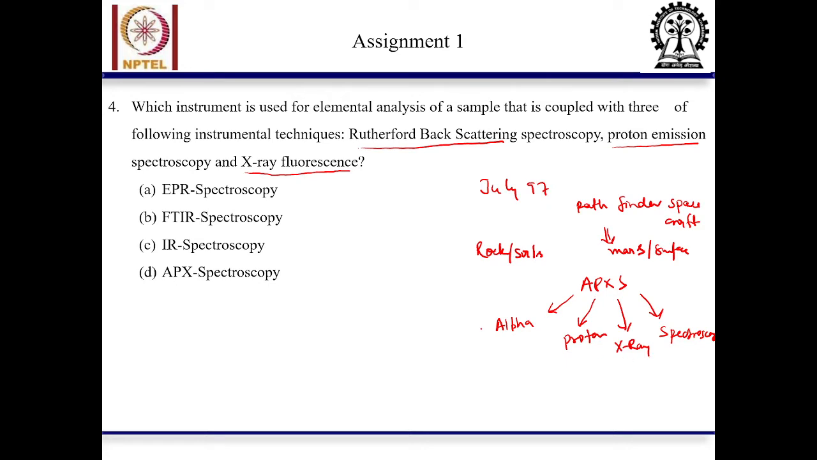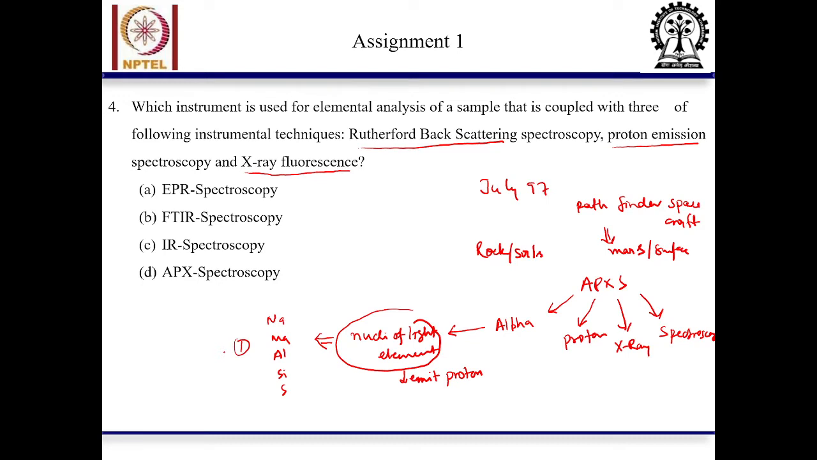So what are the rules? Basically alpha will hit the nuclei of light elements, and this will emit the proton. So basically we can say that it's a proton emission spectroscopy. And here, what are the light elements? Basically you have sodium, magnesium, aluminum, silicon and sulfur. So that is the first process.